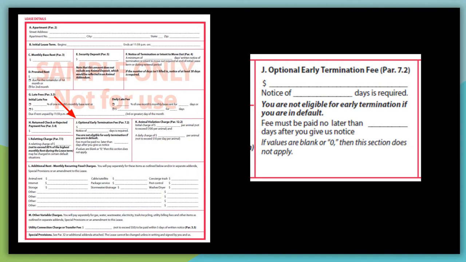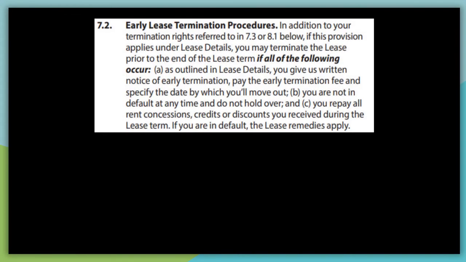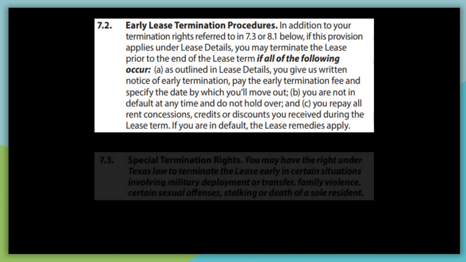Section J contains the early termination fee, when notice is required, and when the fee is due. This is a fee that you can pay to terminate your lease before the agreed end date. Not all owners offer this option. In paragraph 7.2, we can find the procedures and requirements to terminate the lease early.